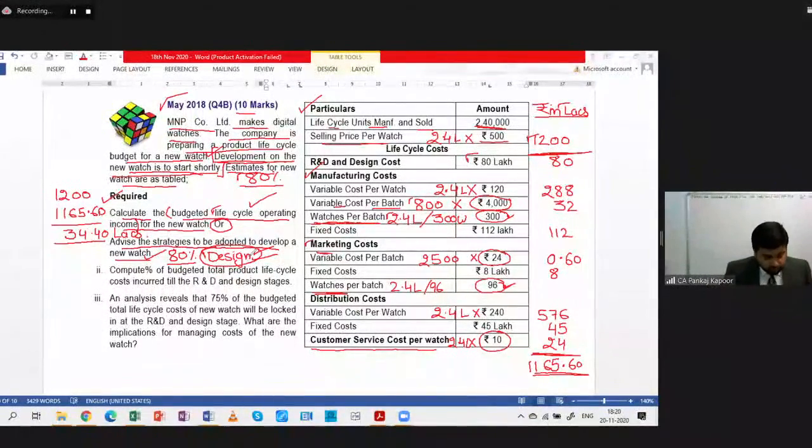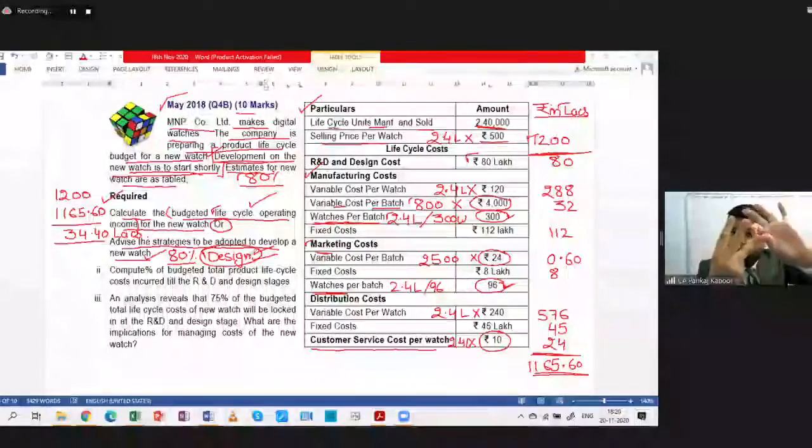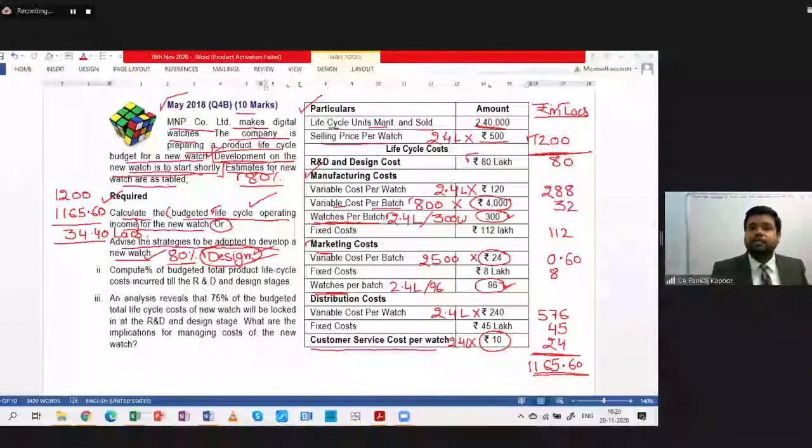What is that way? In chapter number 1, you learned there are 3 generic strategies suggested by Michael Porter. What are those 3 generic strategies? The first one is that we can differentiate from the others, like we can add those features which the competitors are not giving. Number 2, friends, we can be a cost leader. We can give the same features which the competitors are providing in digital watches, but at a lesser cost. And number 3, focus. Focus is not important here.